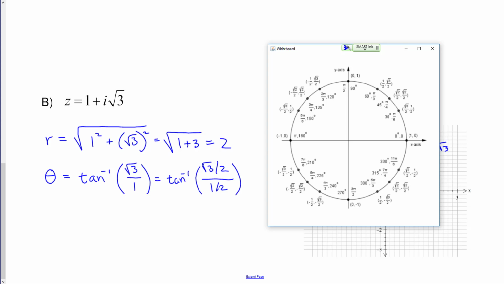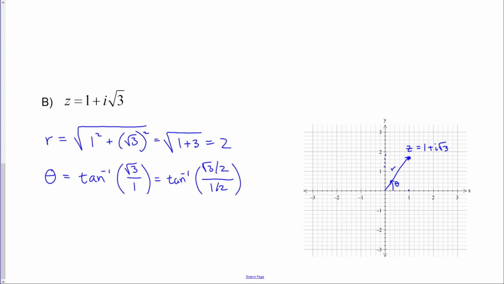So we're looking to where sine is root 3 over 2, cosine is 1/2. That's going to happen here at 60 degrees, or pi over 3. Generally we work in degrees here, but just follow the instructions in your homework. Alright, so I have r and I have theta. So now I can say that this right here could also be written as 2 CIS 60 degrees.